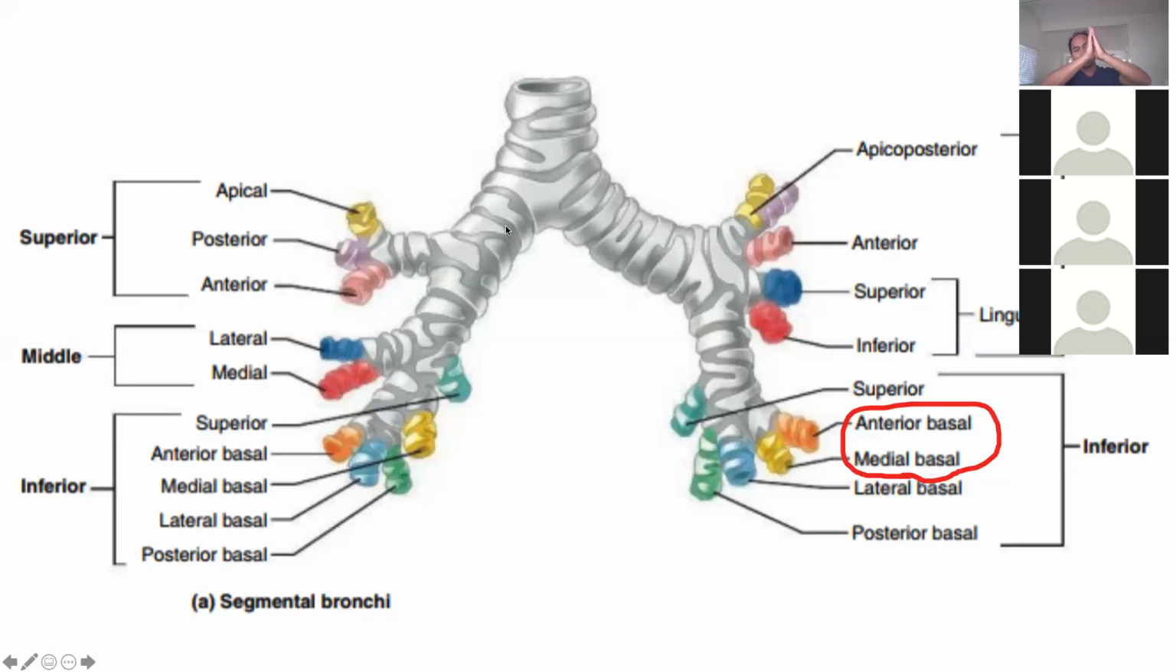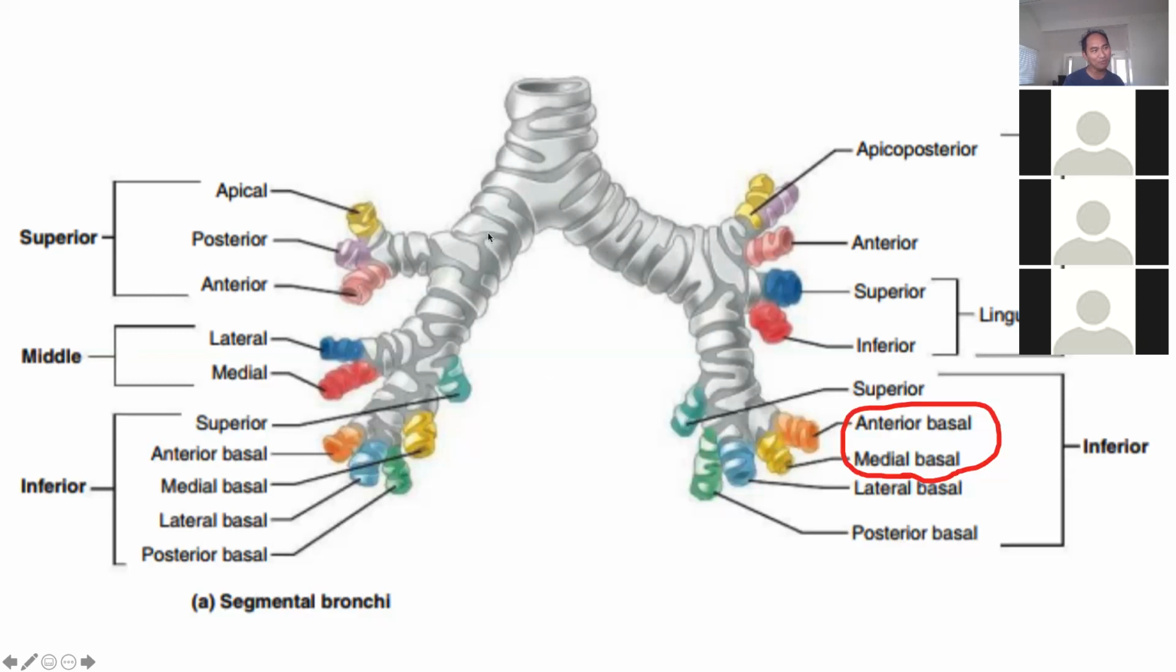So this is the right main bronchus, which is coming from the trachea. It is more vertical, and the left main bronchus goes slightly more horizontally. Why is that? Because we have the heart more on the left side. This division of the trachea is called the carina, C-A-R-I-N-A. The carina is the division of the trachea, which divides into the right main bronchus and left main bronchus.